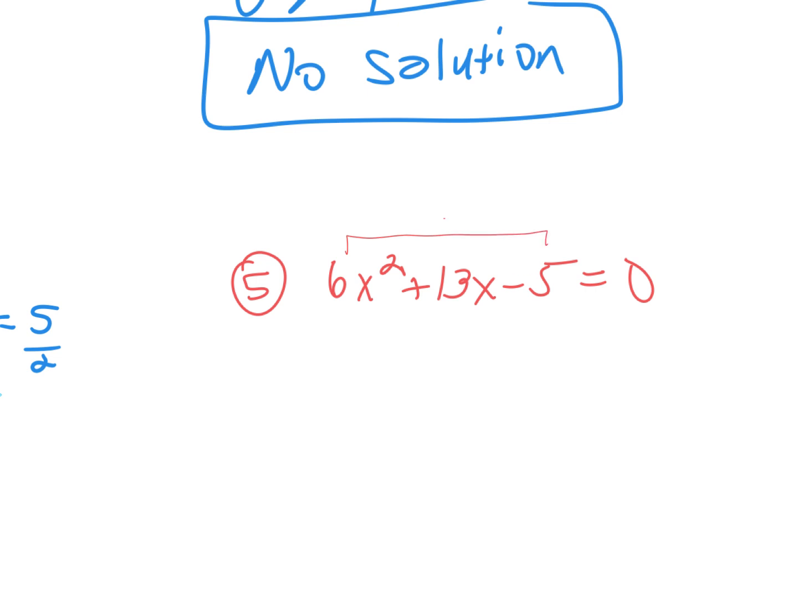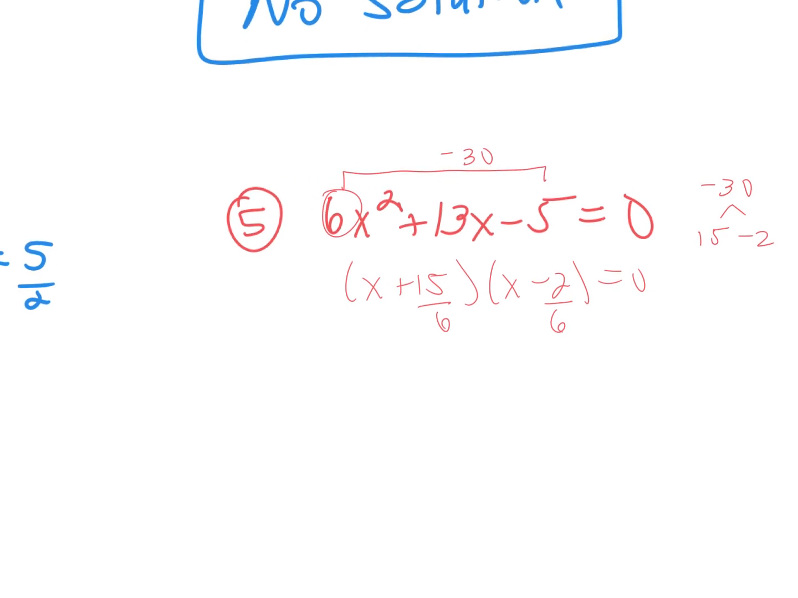So 6 times negative 5 is negative 30. What are the factors of negative 30? They're going to multiply to give me negative 30, but add to give me positive 13. That's going to be a positive 15 and a negative 2. So I have x plus 15, x minus 2 equals 0. My a term is not 1, so I'm going to divide both of these by my a term. So that fraction simplifies to x plus, 3 goes into both of these, so it's going to be 5 over 2. 2 goes into both of these, it's going to be x minus 1 over 3.